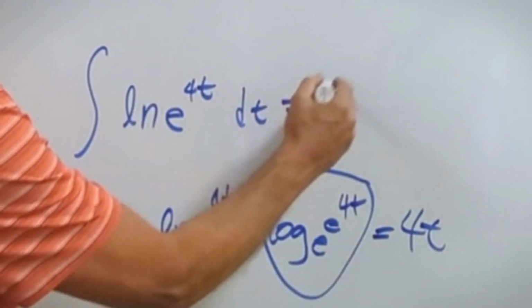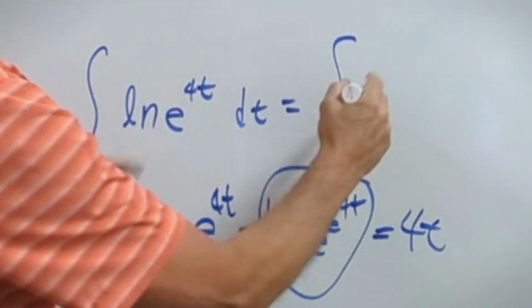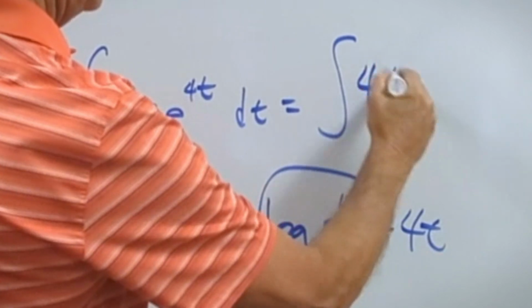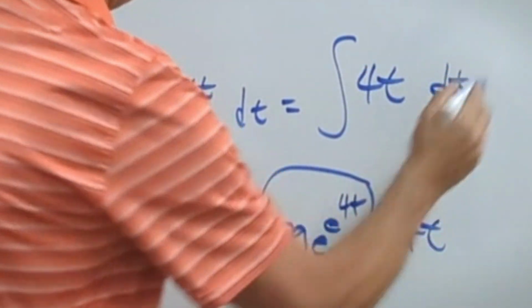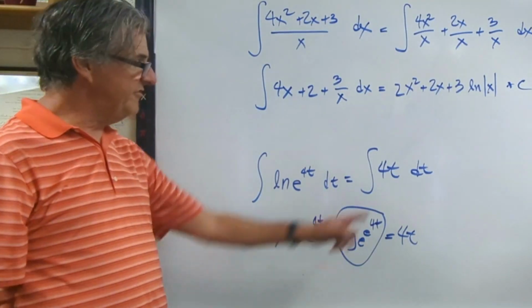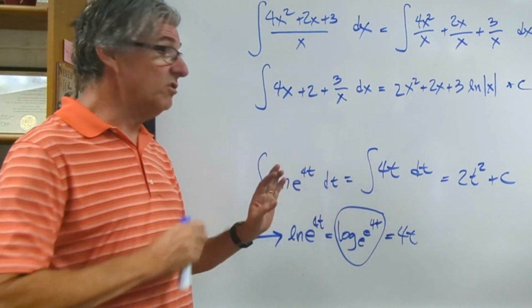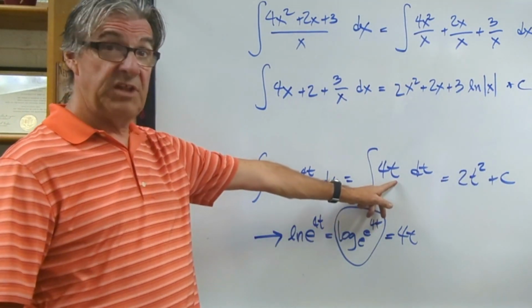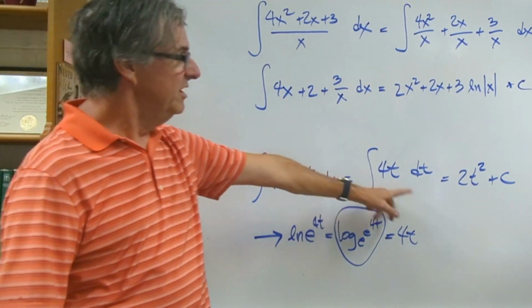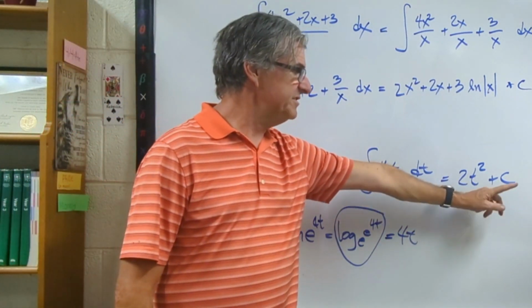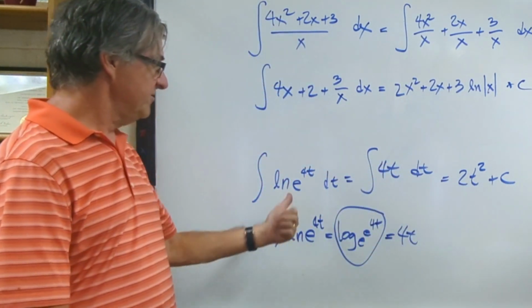So that changes our problem to this. Okay? So go ahead and pause the video and finish that up. So this is like one of the simplest integrals to take. 4t, applying the integral power rule, gives us 2t squared plus c. So that is the integral of this one.